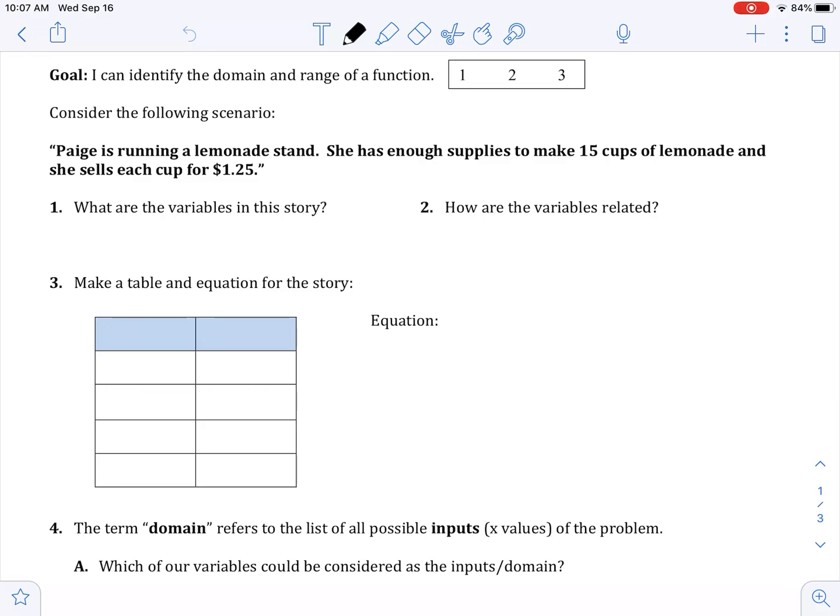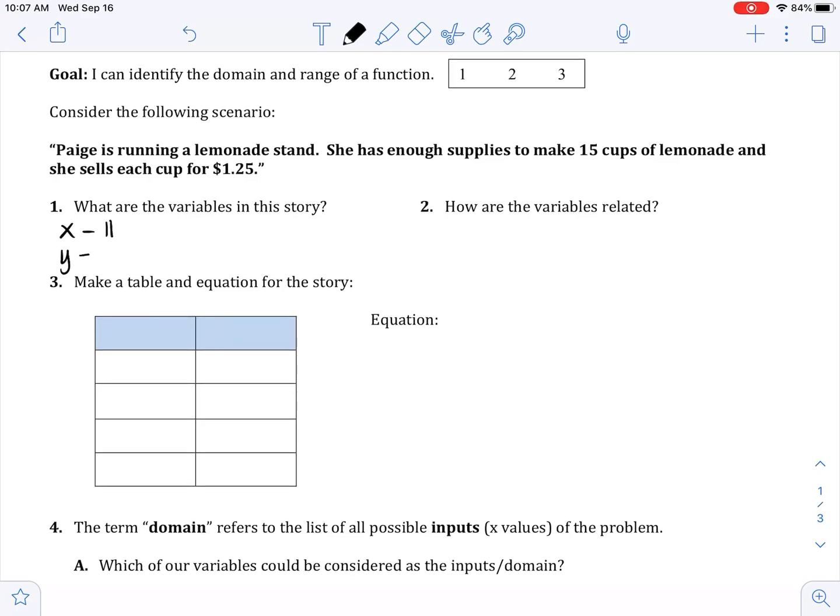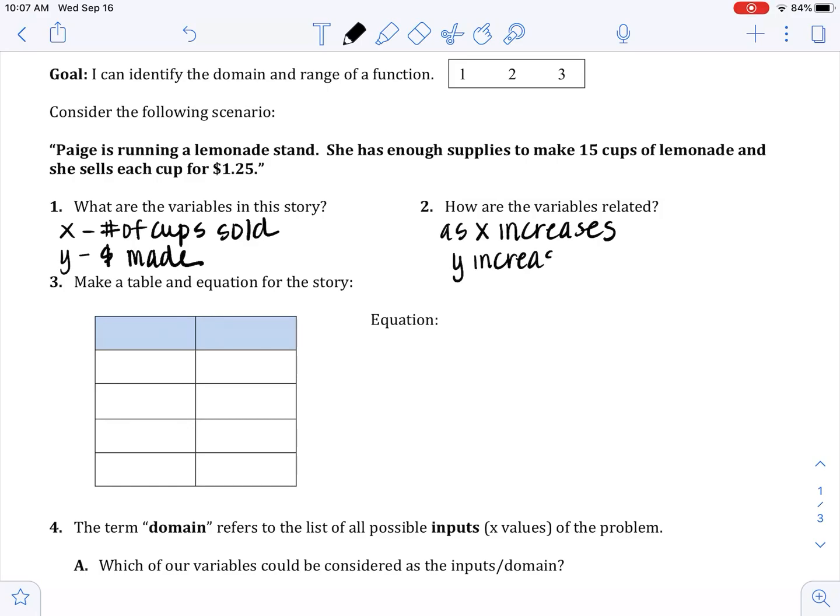So first off, what are the variables in the story? So we need to find what X is and Y is. Okay, so I know she's selling lemonade, but I don't know how many cups she's going to sell. It says she can make up to 15 cups, but that doesn't mean she's going to make 15 cups. So my unknown is the number of cups she's going to sell. And since I don't know how many cups she's going to sell, I don't know how much money she's going to make. So my Y is money made. All right, now I'm going to say how the variables are related. As X increases, the more cups she sells, the more money she makes, so Y increases.